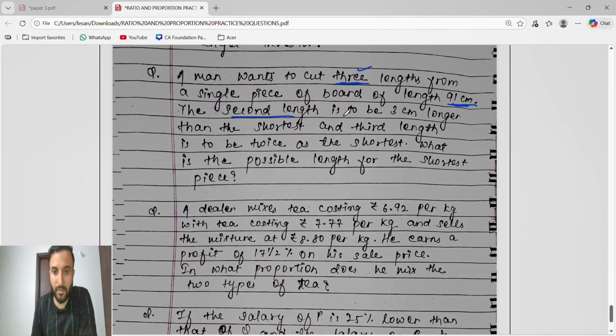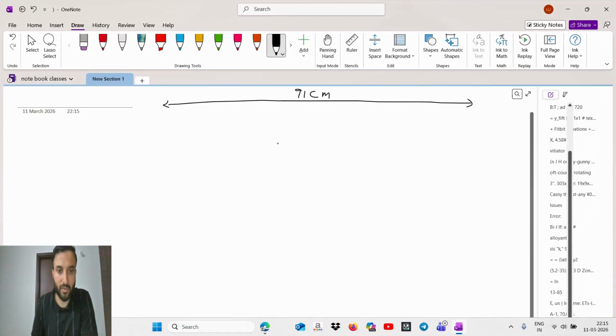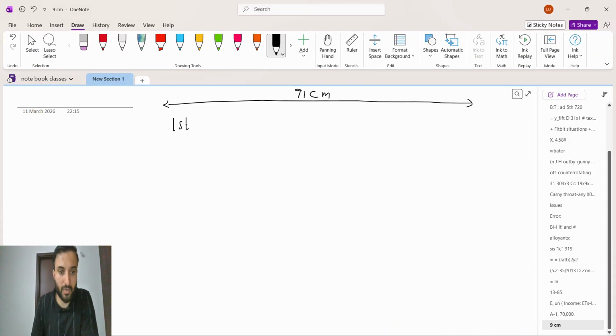The second length is to be 3 centimeter longer than the shortest, and the third length is to be twice the shortest. Means, guys, here they are talking about the second length and third length. They are not talking about the first length. The first length we will take as the shortest length, and we will take it as x centimeter.